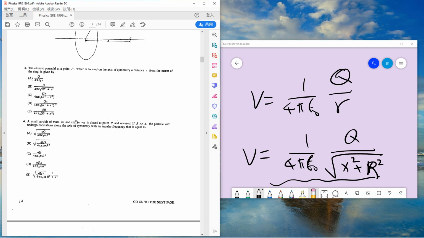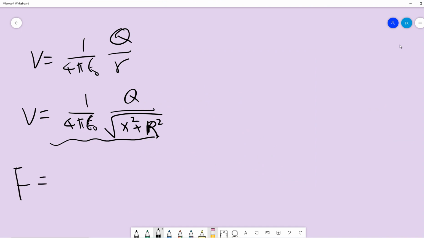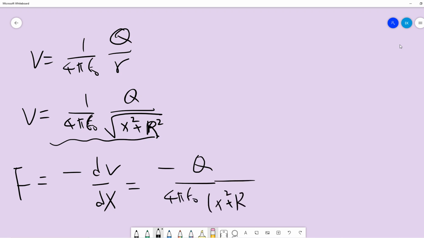Okay, number 4, small particle. Basically, you put it in here and ask about the oscillations. So the force is basically dV over dx, so you can do the differentiation. Oh, this is the electric field. I should not say the force. I should say the electric field. So this is the electric field.